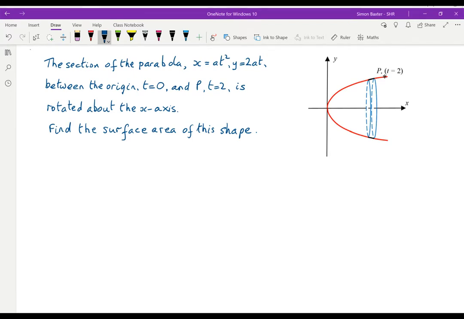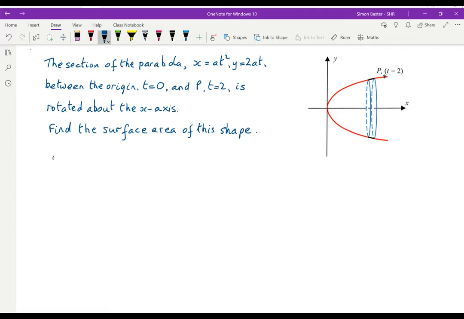Now let's look at the surface area of part of a parabola rotated about the x-axis. We take the parabola x equals a t squared, y equals 2at, and we take the section between the origin, where t is 0, and the point P, where t is 2. We rotate this about the x-axis. Now find the surface area of the shape formed.